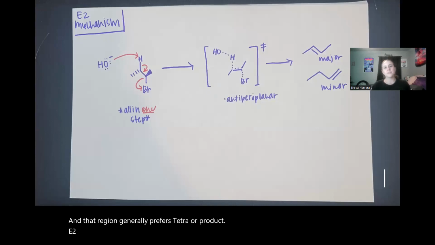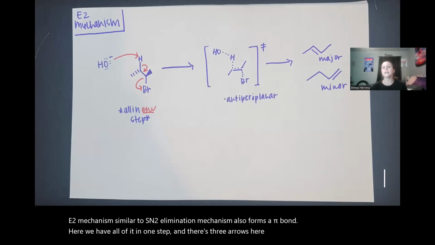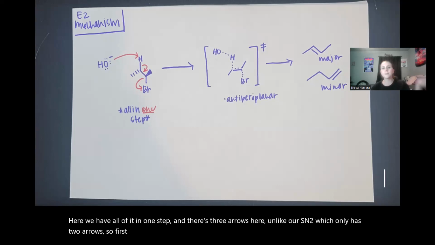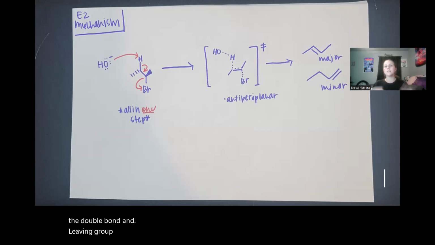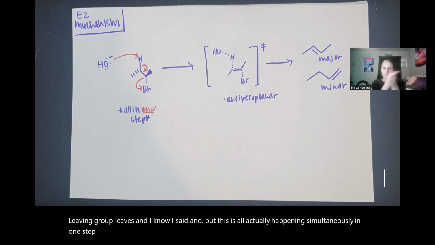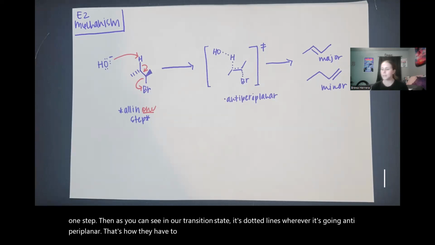E2 mechanism, similar to SN2, is an elimination mechanism that also forms a pi bond. Here we have all of it in one step, and there's 3 arrows here, unlike our SN2, which only has 2 arrows. So first, our negative charge will attack hydrogen. Hydrogen will go down to form the double bond, and the leaving group leaves. I know I said and, but this is all actually happening simultaneously in one step. Then, as you can see in our transition state, it's dotted lines wherever it's going, anti-periplanar. That's how they have to be, anti-coplanar.